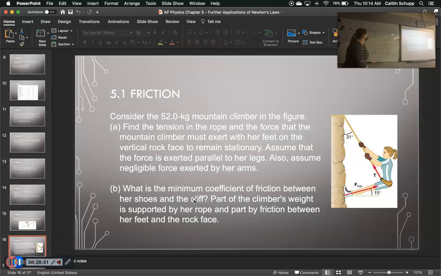Okay. All right, so now I'm going to write out my expressions. Remember, everything to the right is positive, everything to the left is negative. I'm going to start with the X. So I've got F applied X plus N minus TX.